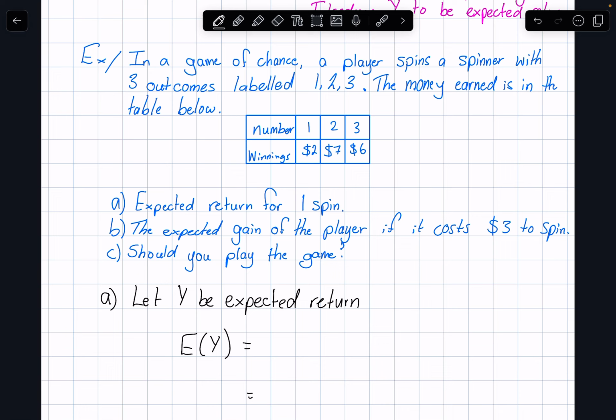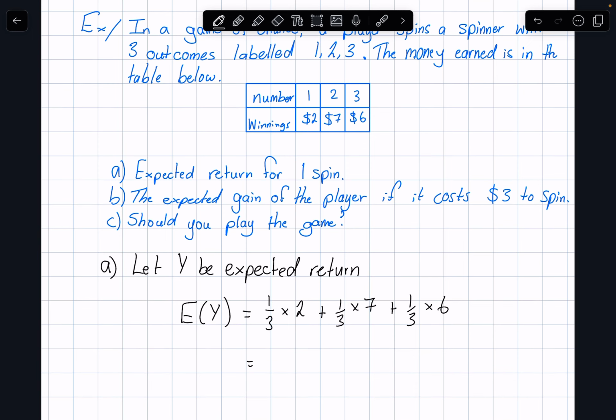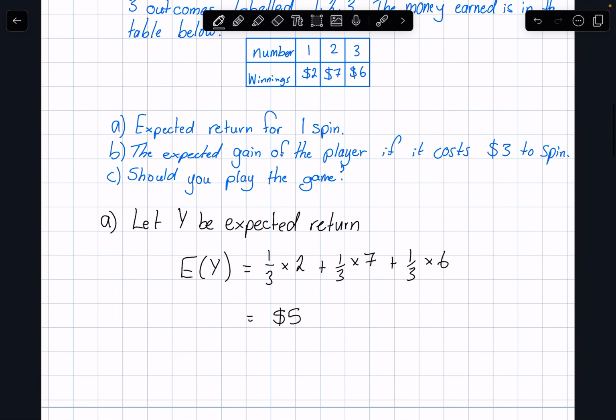So the probability of landing on one section of the spinner is 1/3. So we've got 1/3 times $2 for spin number 1, plus 1/3 times $7, plus 1/3 times $6. Now that will give me my expected return in money value. So I've got 2/3 plus 7/3 is 9/3, plus 6/3 is 15/3, which is $5 expected return.